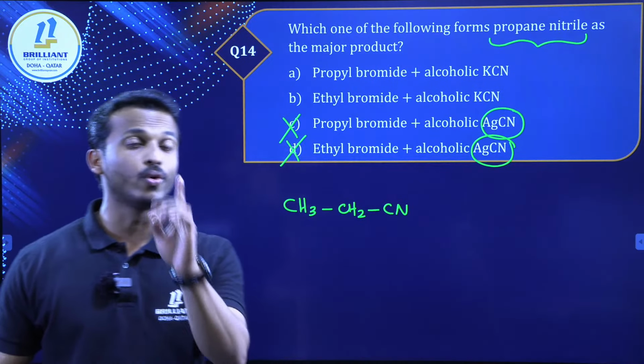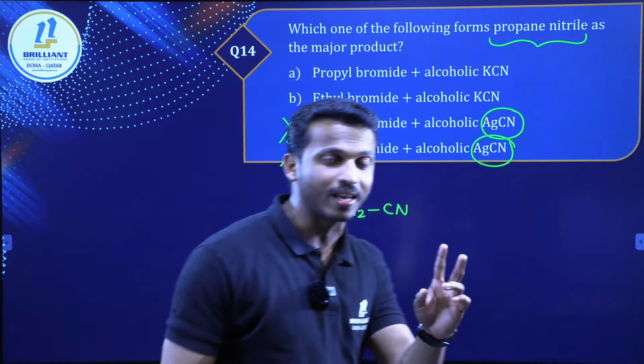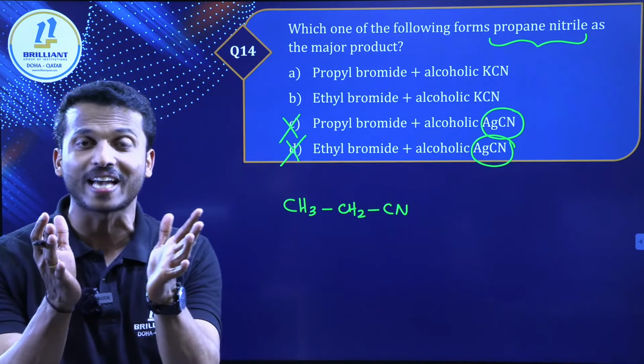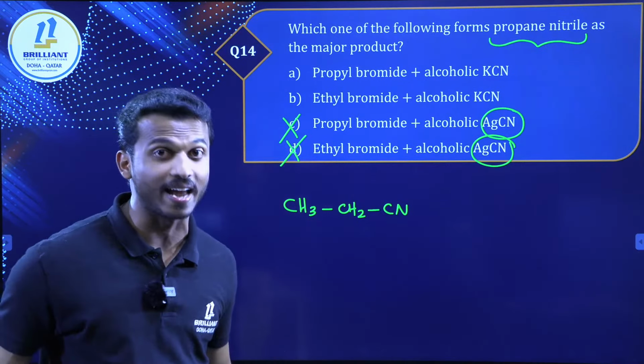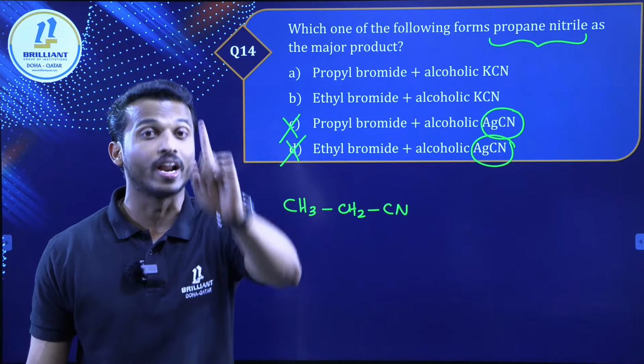Silver cyanide will give you isocyanide, right? AgCN, if you treat it with a haloalkane, you will get what? Isocyanide. Here our product is not isocyanide. Here our product is nitrile, cyanide. If you want to get cyanide, the reactant should be what?